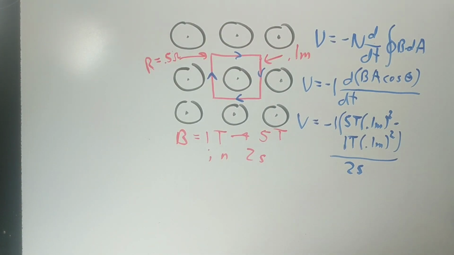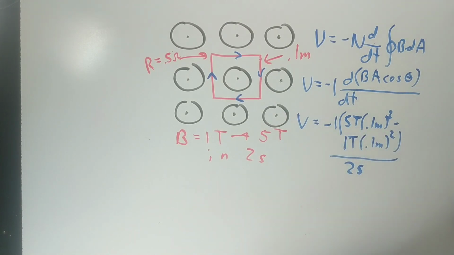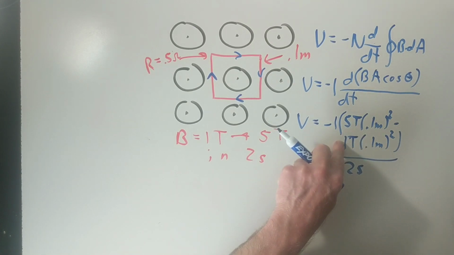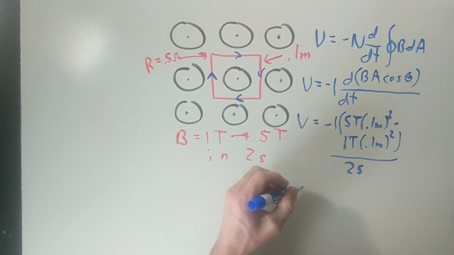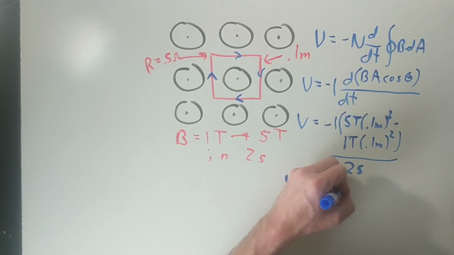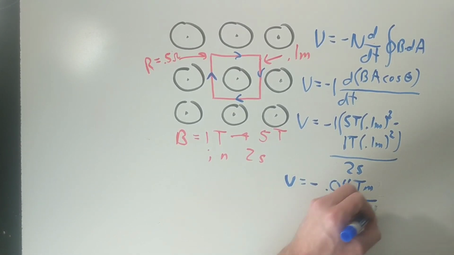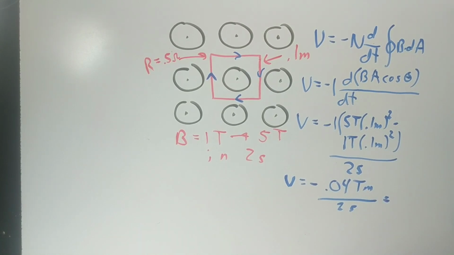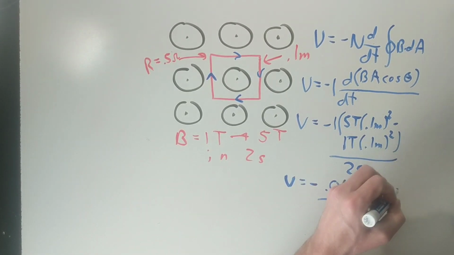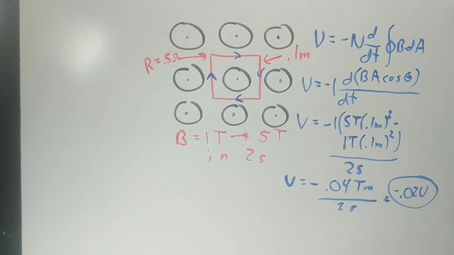So when we do this out, we have 5 times 0.01 and 1 times 0.01. So the voltage is going to be negative 0.04 Tesla meters squared divided by 2 seconds. So what we're going to see is negative 0.02 volts. We're going to get 0.02 volts generated in this piece of wire that we have here.